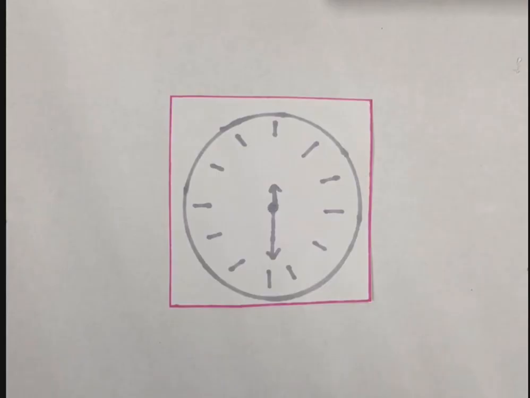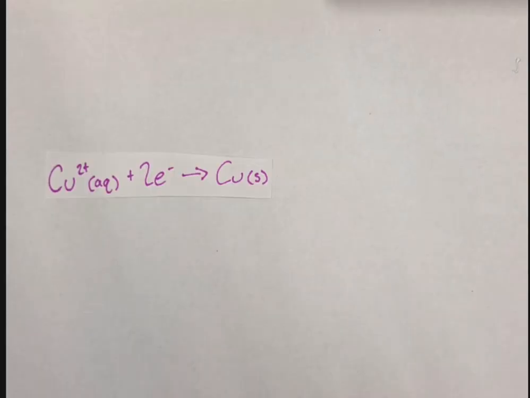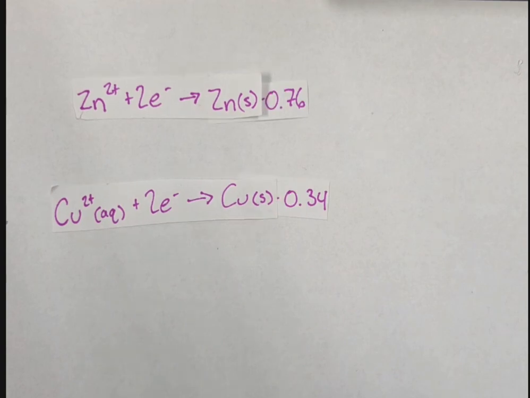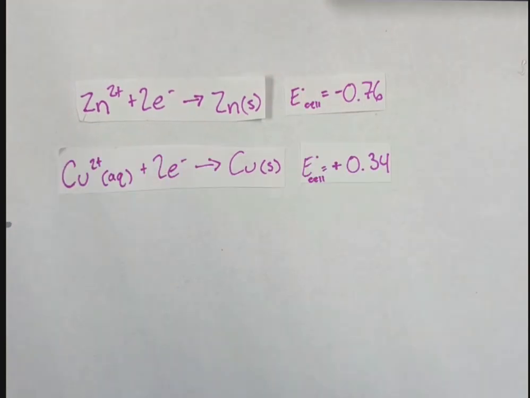Alright everyone, our 30 minutes is up. Before we look back at our cell, let's hypothesize what we think the cell voltage will be. Let's take a look at our reactions and their voltages. First, let's look at the half-cell reactions of copper and zinc. Next, we have the E-cell voltages. For zinc, it's going to be negative 0.76, and for copper, it's going to be positive 0.34.